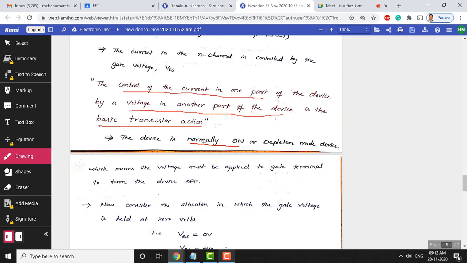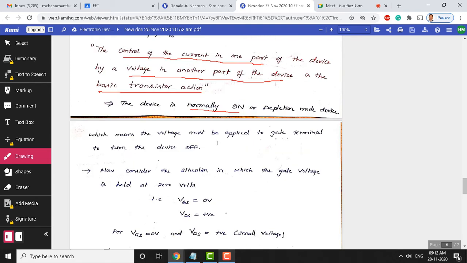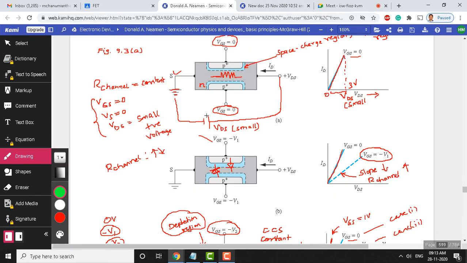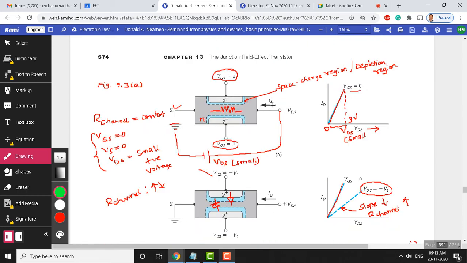That means the transistor is usually on in the depletion mode. That is why it is called normally on, which means voltage must be applied to the gate terminal to turn off the device. When you operate in the depletion mode with VGS equal to negative, it will be normally on. That means with VGS equal to 0 also, the device is on. You can see here VGS is equal to 0, the device is on. Just start applying VDS, the current will flow. So this is called a normally on device.